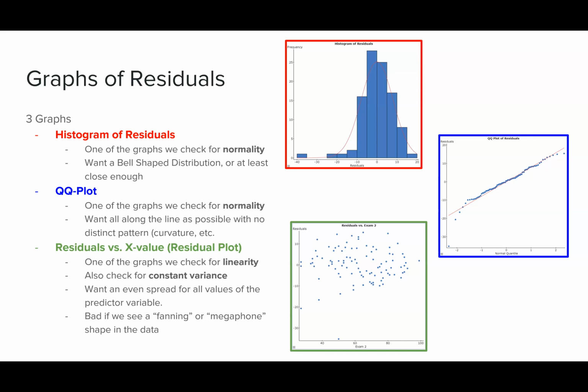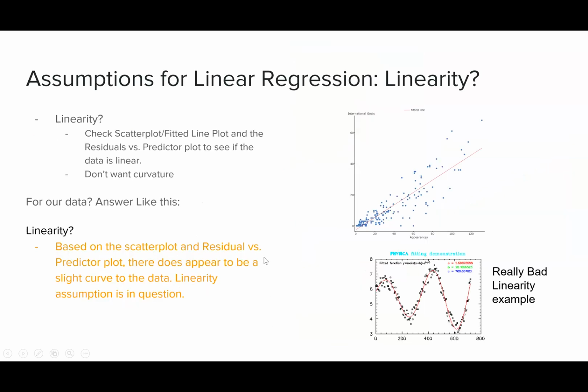And then the residuals versus x values are a couple of things we can actually see in here. We can see linearity, just like the scatter plot or the fitted line plot. We can see if there's a curve within our data, which is not something we want to see. We also can check for equal variance or constant variance. What does that mean? What is this fanning megaphone shape we're wanting to avoid? We're going to look at that specifically coming up. So let's go through and check each of these for our data.